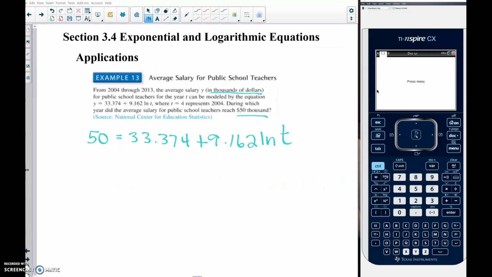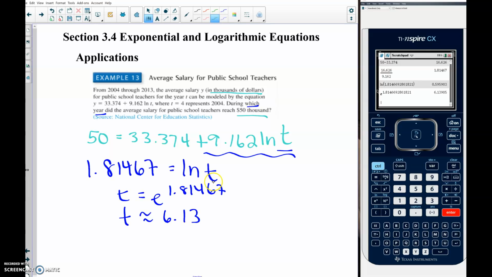I need my calculator for this problem. Alright, so it is asking us during which year. So we are solving for t. Notice this whole thing here is all one term, so be careful. Your first step is going to be to subtract 33.374 from 50. So go ahead and solve this equation for t.